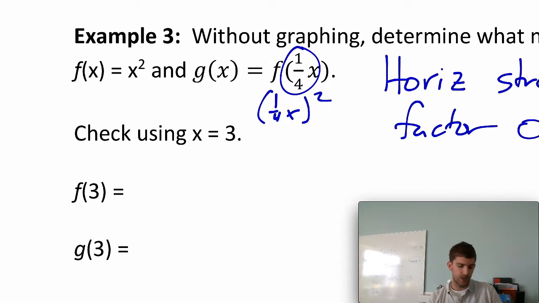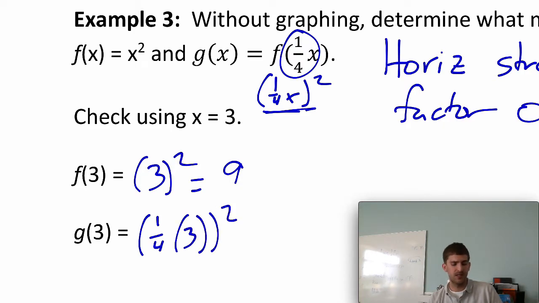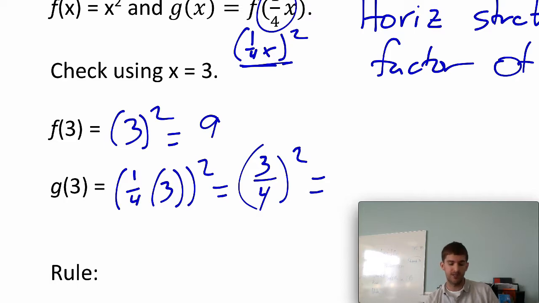So f of 3, we're going to plug that into function f. We're going to have 3 squared, which gives us 9. G of 3, we're going to plug that into the 1/4 x squared. So we're going to have 1/4 times 3, and that whole thing's being squared. Well, let's clean that up in that parentheses. So we have 1/4 times 3 is 3/4 squared. Now, when we raise a fraction to an exponent, we apply that exponent to both the numerator and denominator. So the numerator, 3 squared, is 9, denominator, 16.